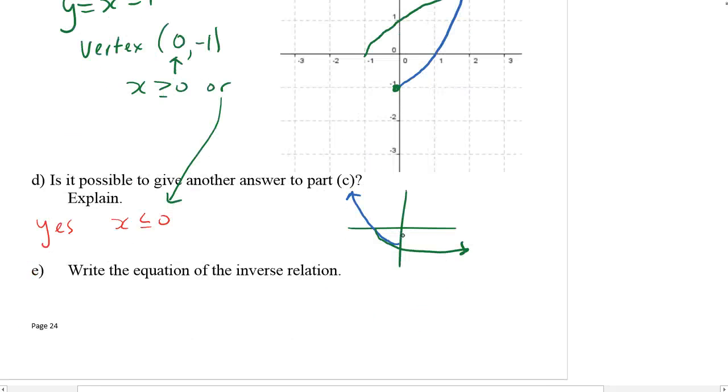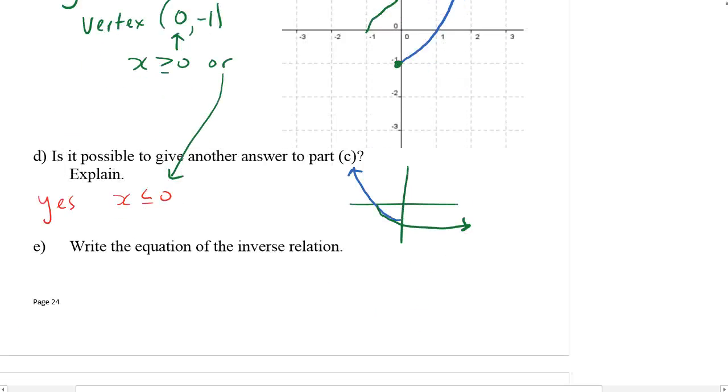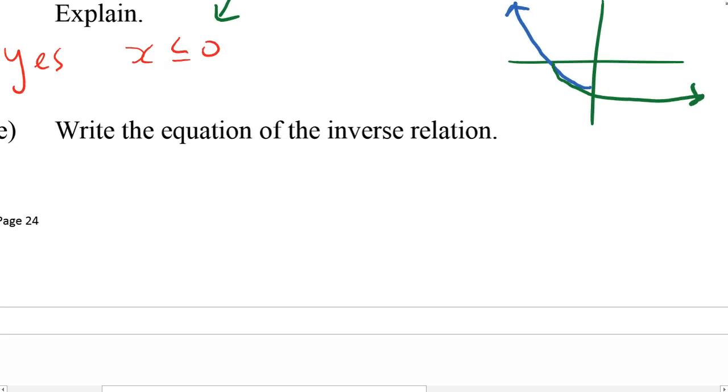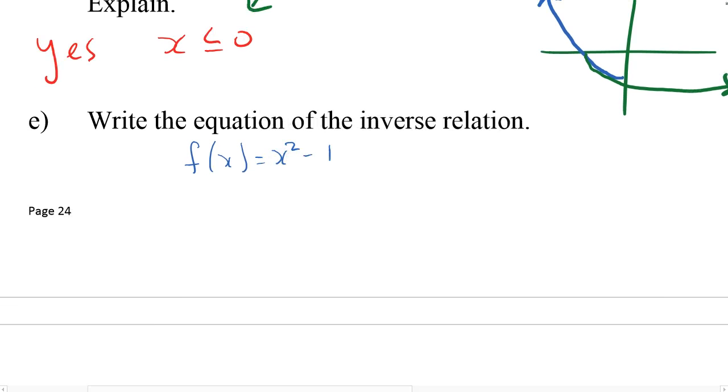All right. Write the equation of the inverse function. Okay, so we'll get a little bit of space for this one. We'll start off and say, what was it again? f of x was equal to x squared minus 1. My first step is to change that f of x to a y. y is equal to x squared minus 1.